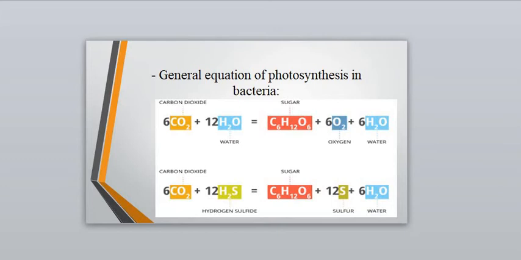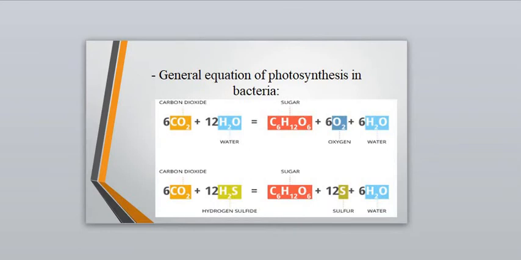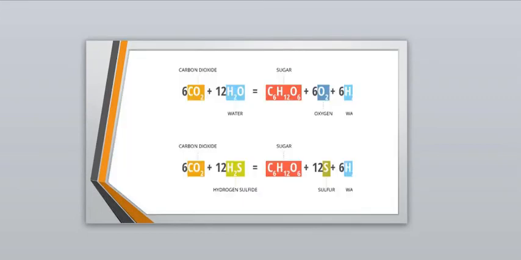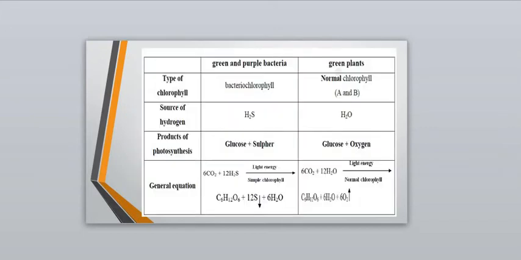So the source of oxygen here is from water, not from carbon dioxide. The carbon dioxide is still present in both, and there is a change from oxygen to sulfur, which means that the oxygen source is water, not carbon dioxide. While in the green plant, the light decomposes water into hydrogen and oxygen, as we see here, and then the carbon dioxide is reduced to form carbohydrates and oxygen is released. Okay, guys, so from Van Niel we deduce that the oxygen source is water.